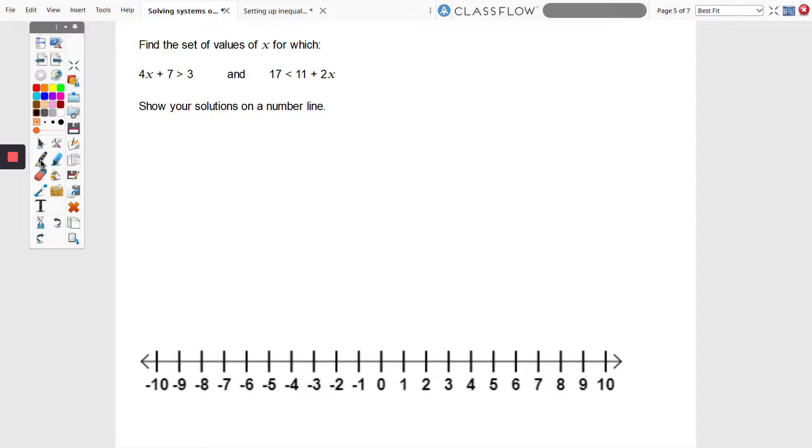So the same again, we've got two inequalities that we need to solve before we can represent our solutions on the number line. If we start on the left-hand side again, 4x + 7 > 3. We'll subtract 7 from each side. So 4x > -4. Then we're going to divide both sides by 4. So that's going to give us x > -1.